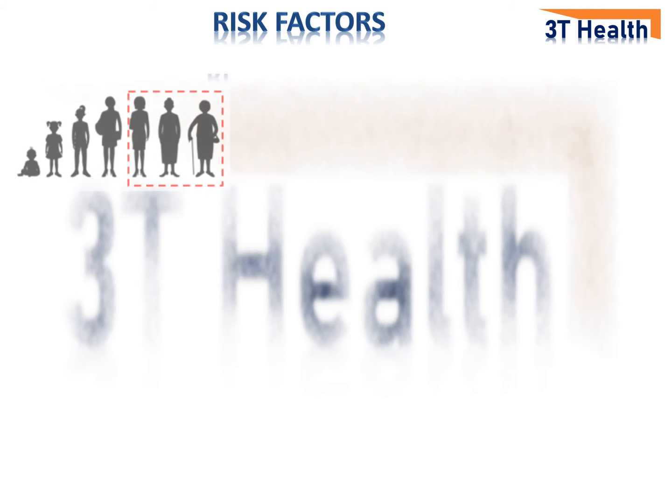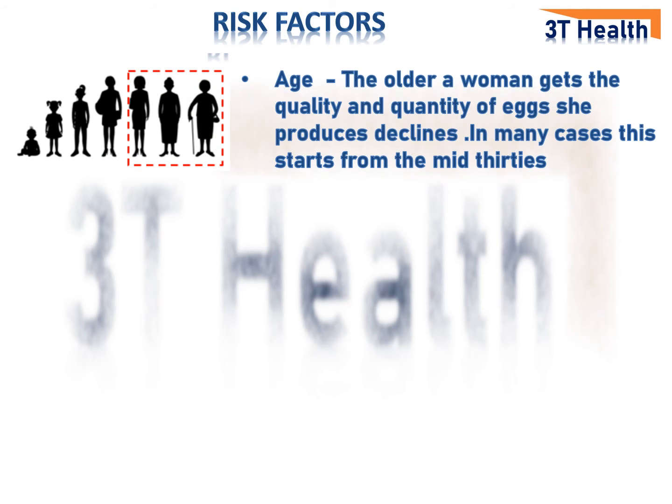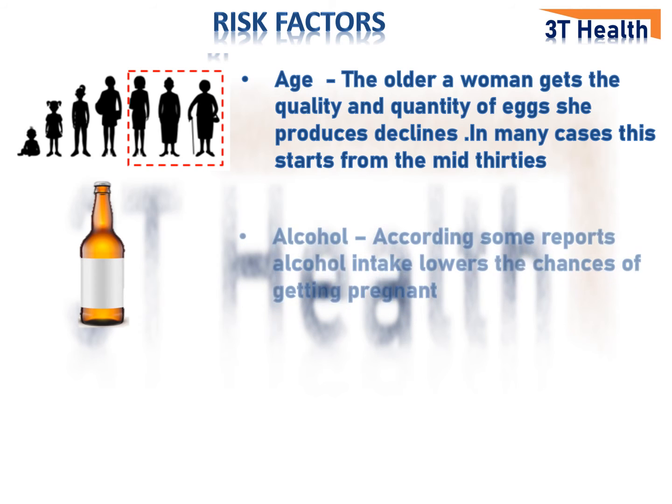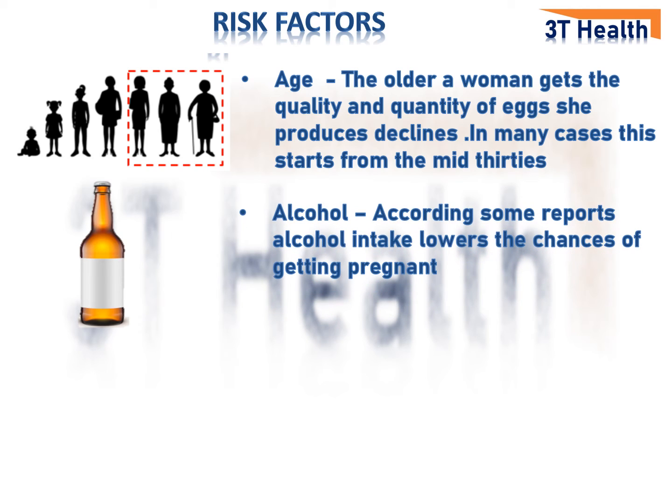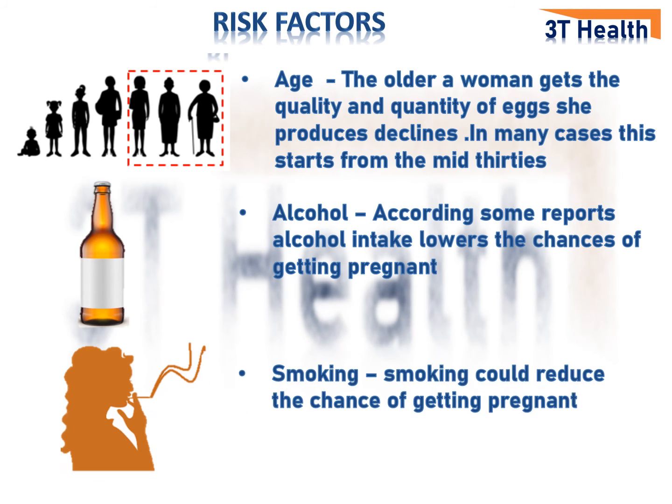Okay, now we've looked at the causes of female infertility. Let's look at risk factors that could predispose a woman to becoming infertile. Now, one of them could be age. The older a woman gets, the quality and quantity of eggs she produces declines. In many cases, this starts from the mid-30s. The other is alcohol. According to some reports, alcohol intake lowers the chances of getting pregnant. Smoking could reduce the chance of getting pregnant.